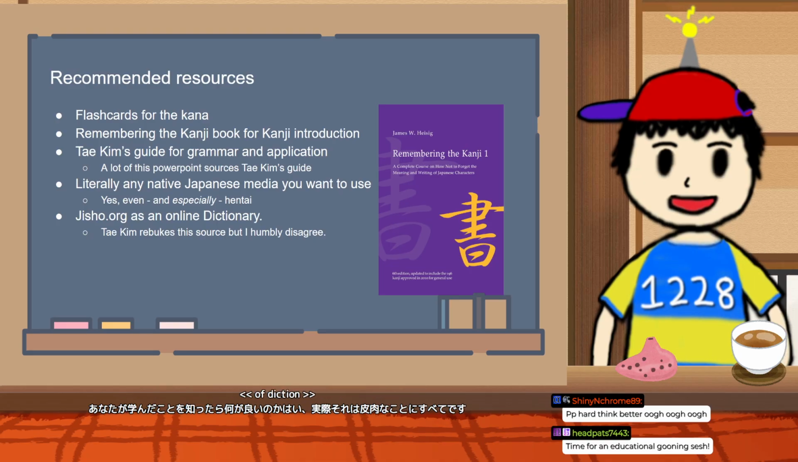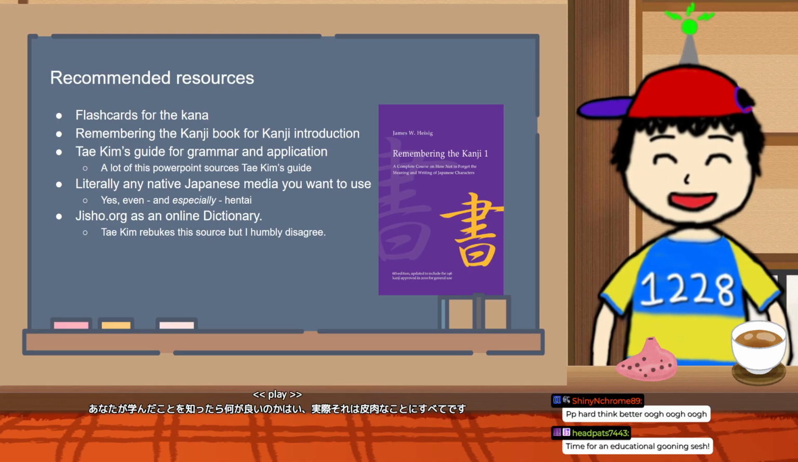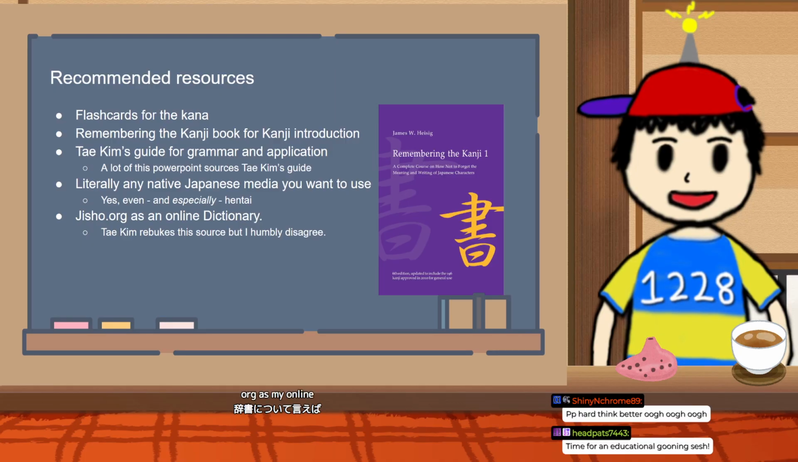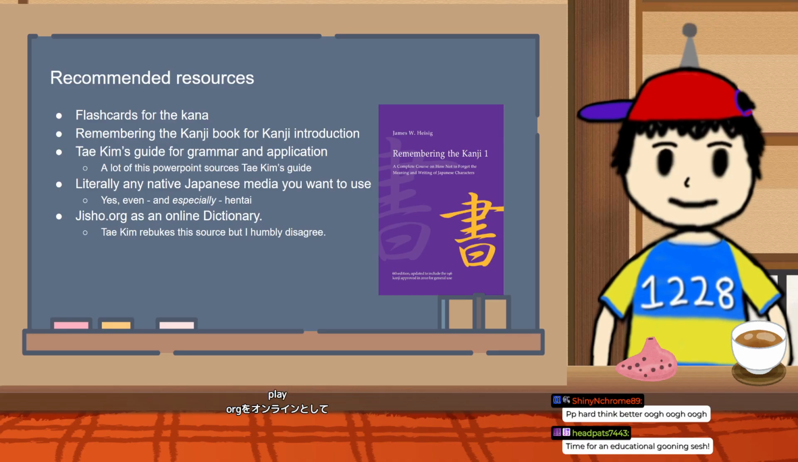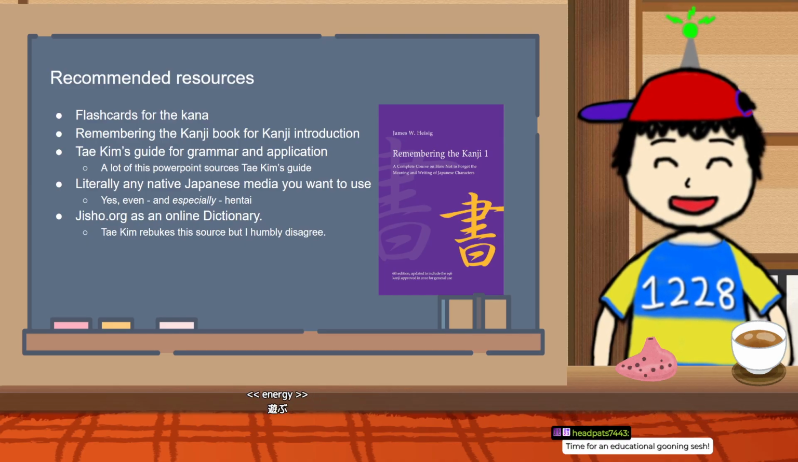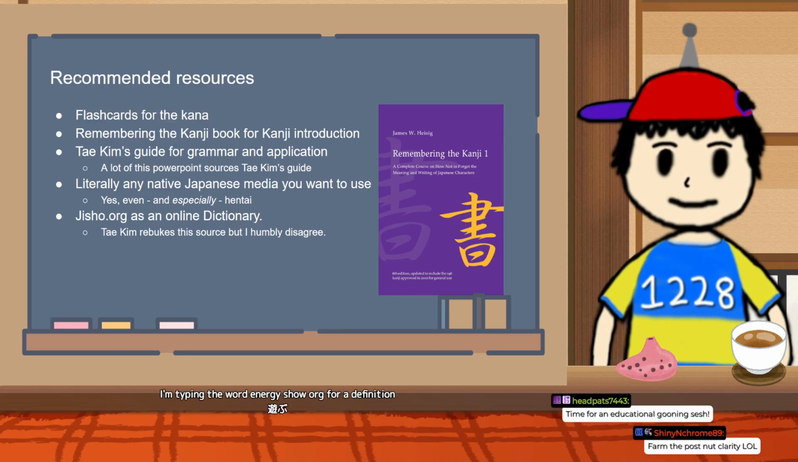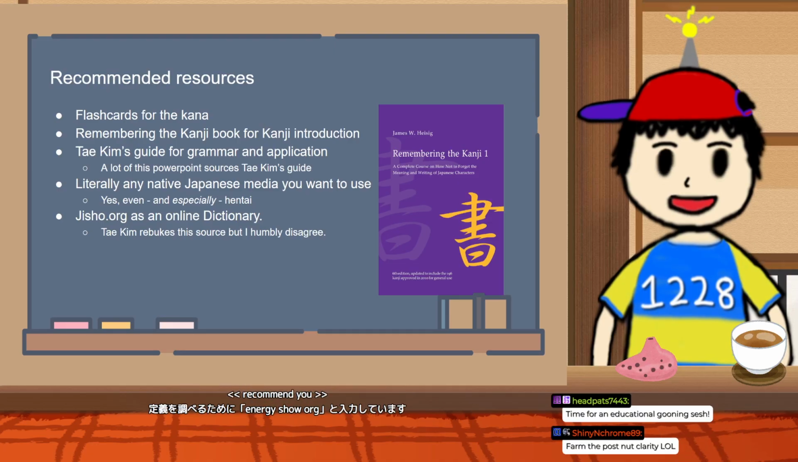Speaking of dictionaries, I use jisho.org as my online dictionary. If you ever hear me typing mid-game during one of my Japanese game streams, I'm typing the word into jisho.org for a definition. I strongly recommend jisho.org as a good resource.